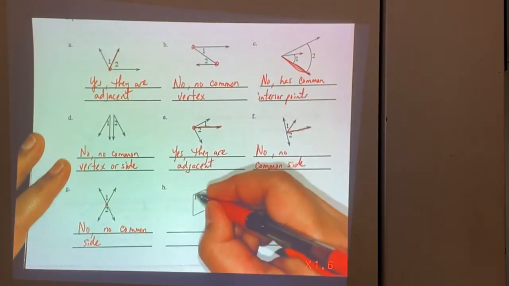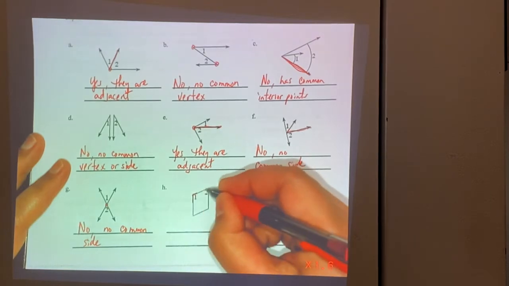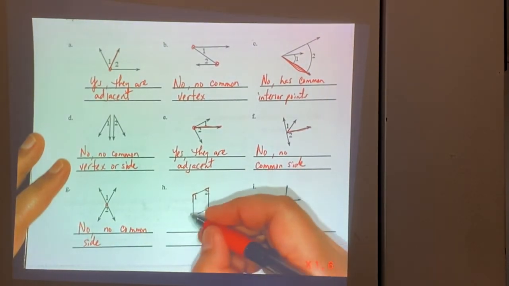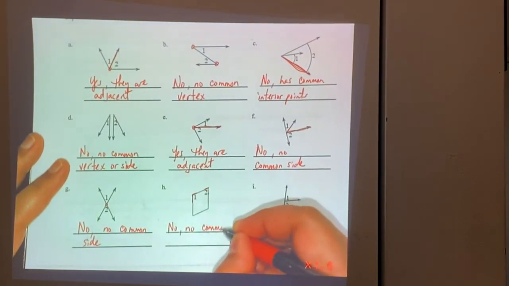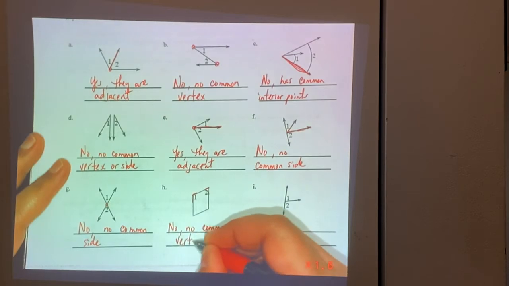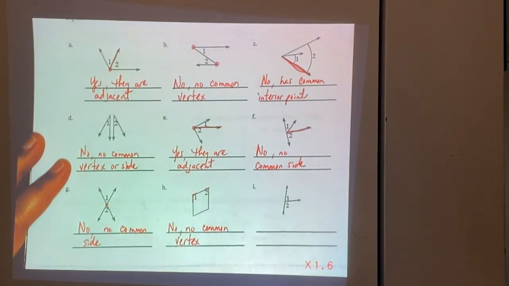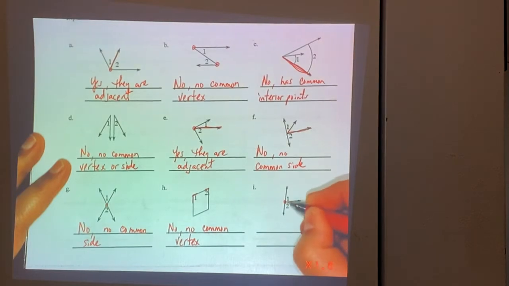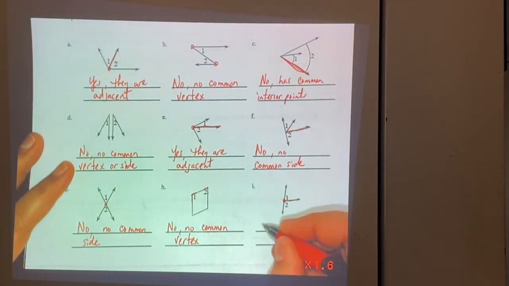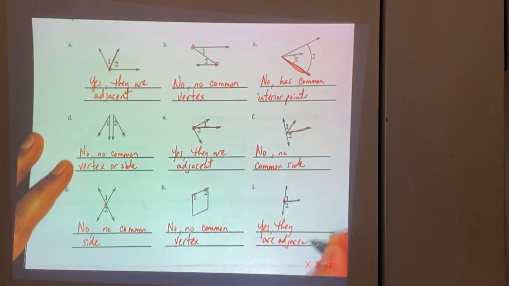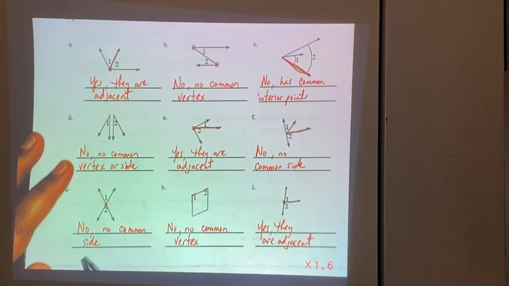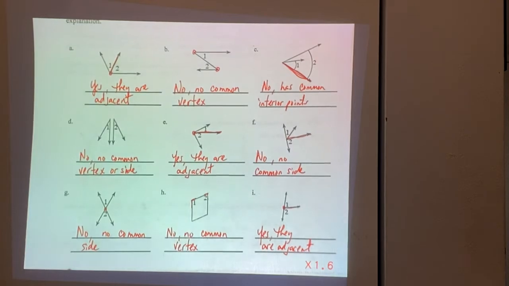Okay, look at this one, this angle here, and this angle here. No. No common vertex. And then this one, same vertex, common side. Yes. They are adjacent. Well, that was kind of fun. All right. Let's go to the next page. Oh, this is a long one, huh?